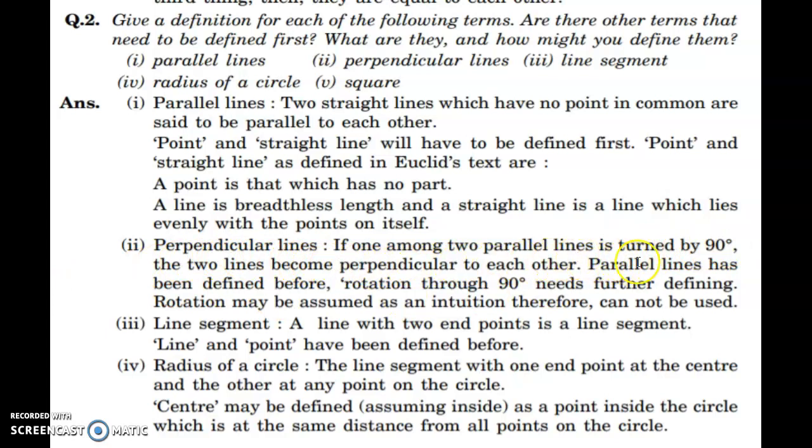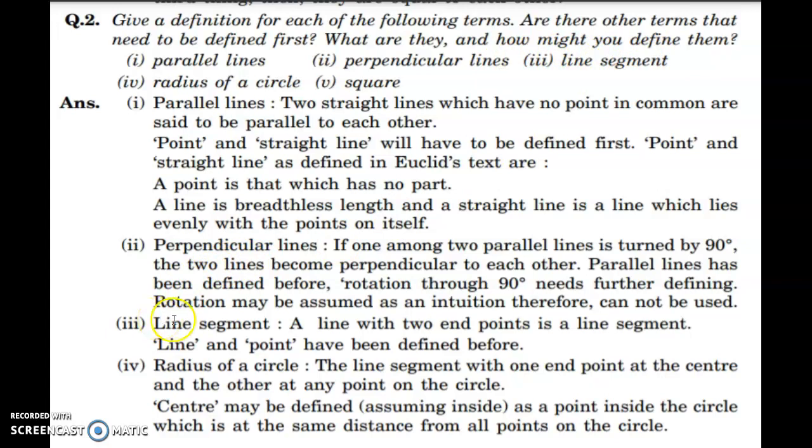Parallel lines have been defined before. Rotation through 90 degrees needs further defining. Rotation may be assumed as an intuition, therefore cannot be used. Okay, my children? Right. Now come to the third geometrical term, that is line segment.